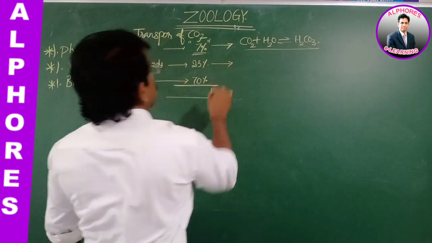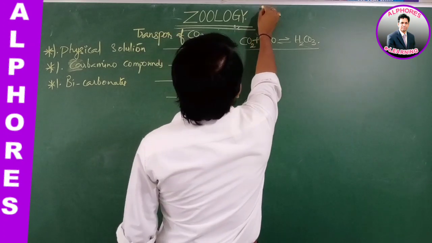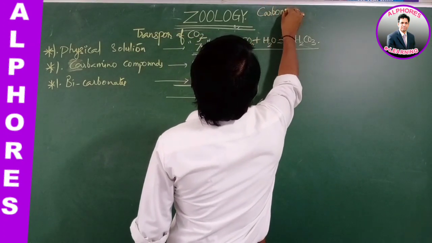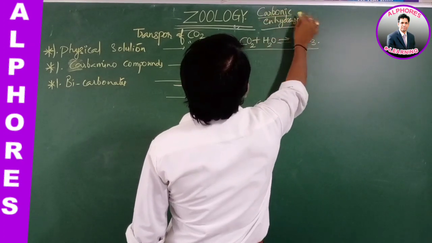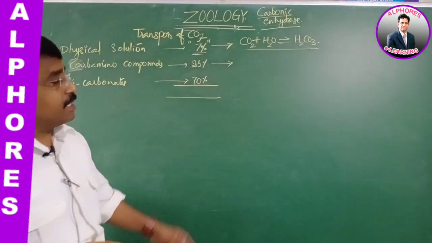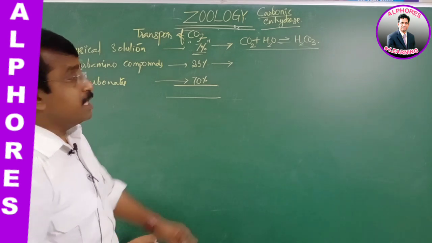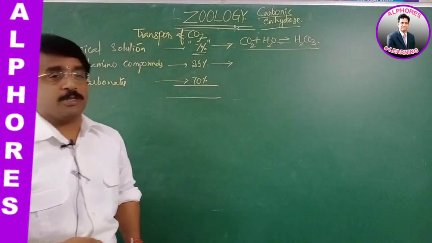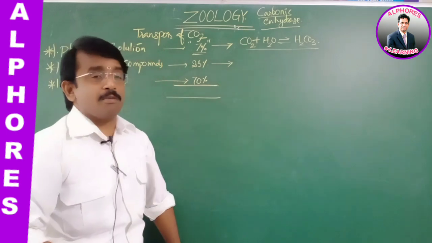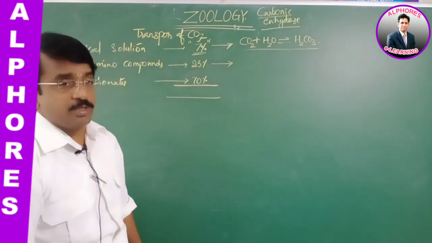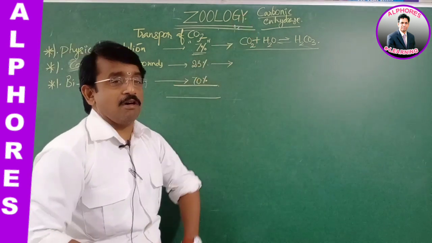Let's come to discuss one more point to remember: the carbonic acid formation is influenced by the carbonic anhydrase enzyme. Carbonic anhydrase enzyme acts as a catalyst. An enzyme is a catalyst. This carbonic anhydrase is responsible for the formation of carbonic acid, and at the same time it is also responsible for the breaking of carbonic acid into H plus and HCO3 minus. Formation of carbonic acid and its dissociation are both influenced by carbonic anhydrase.